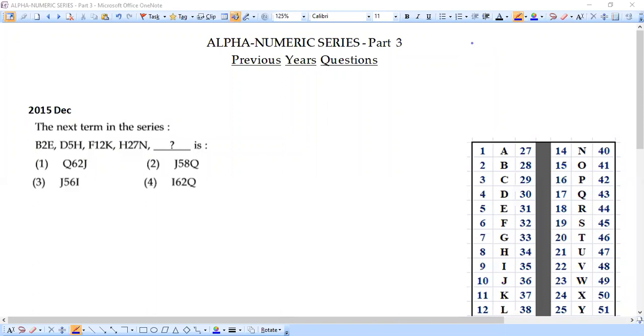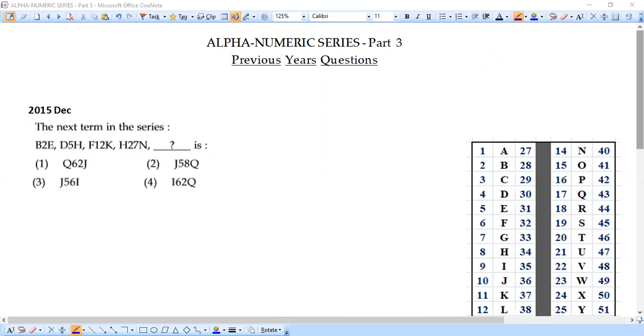We were seeing problems related to alpha-numeric series from the exam UGC-NET Paper 1. We have already completed part 1 and 2. We saw some set of questions there. And as a continuation, here we are about to have part 3 of alpha-numeric series, previous year's questions. Here again, we have a few problems. Let's solve them one by one.